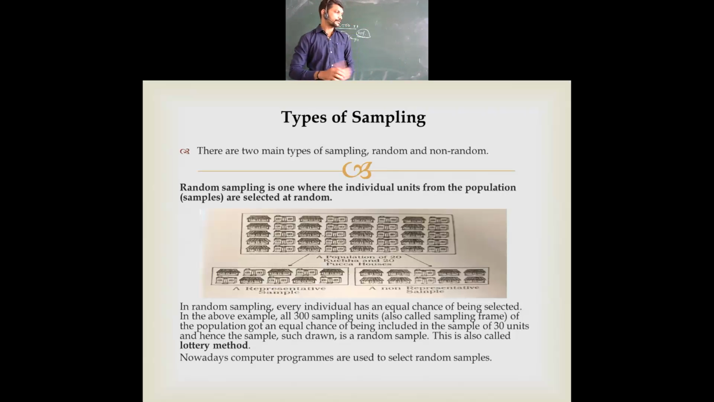Let's see the first point. The first type of sampling is random sampling. Random sampling is one where the individual units from the population, that is the sample, are selected at random. As in the image I showed previously, random sampling means you select individual units from the total population. We can take an example here.